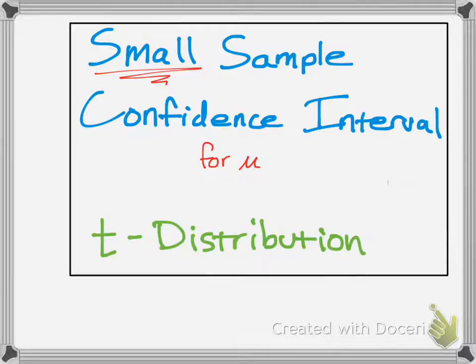Hello YouTube. Today we're going to be talking about small sample confidence intervals when you're trying to calculate your mean for a population, and we're going to use something called the t-distribution. Now the key thing I want to emphasize for this video is that we're dealing with small samples. It really changes your statistical analysis drastically when you know you have a small sample versus a large sample.